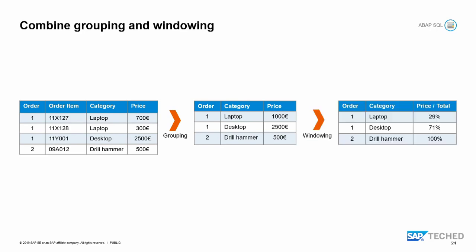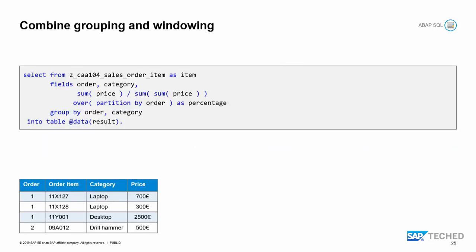But then we would like to represent how much each category represents inside this order. So in order 1 and order 2. So here we have the expected result. Good. How will it look?